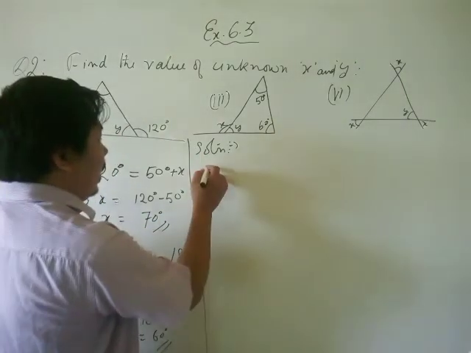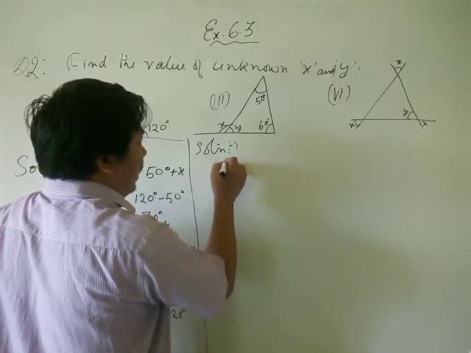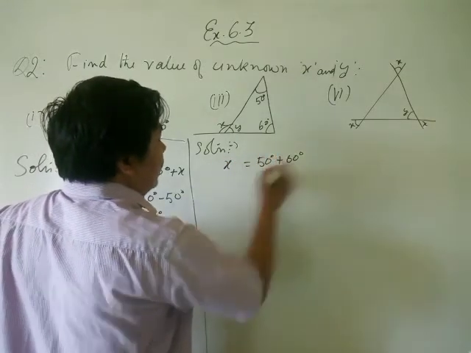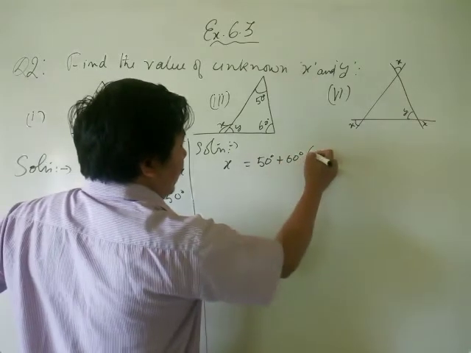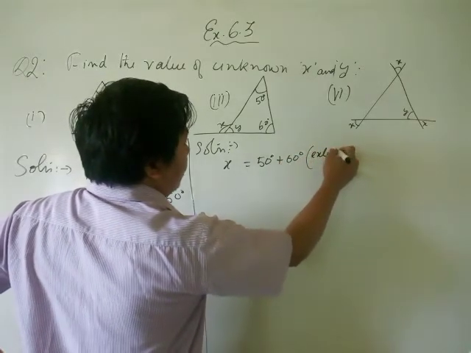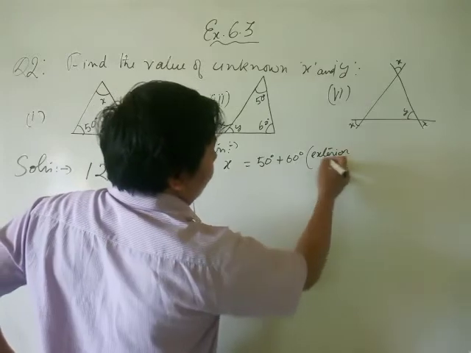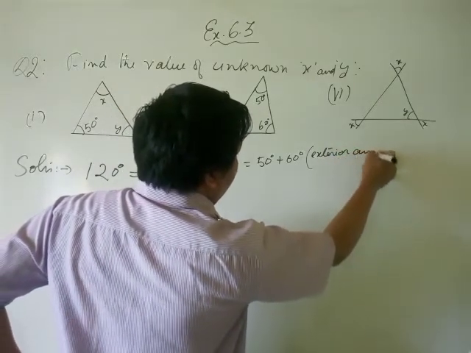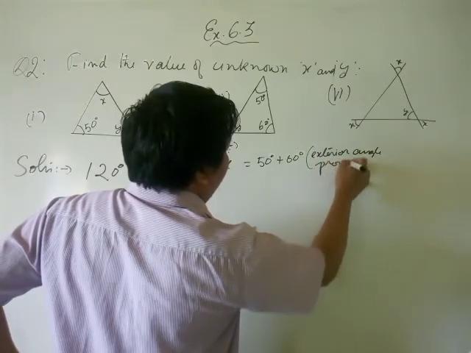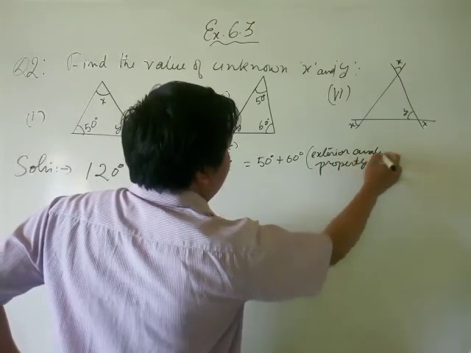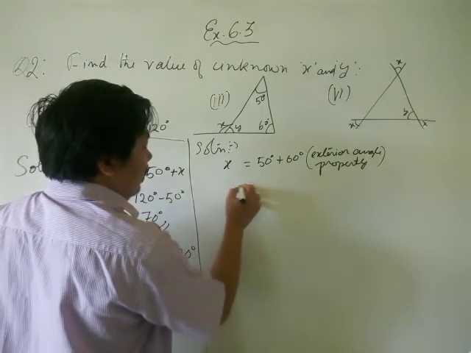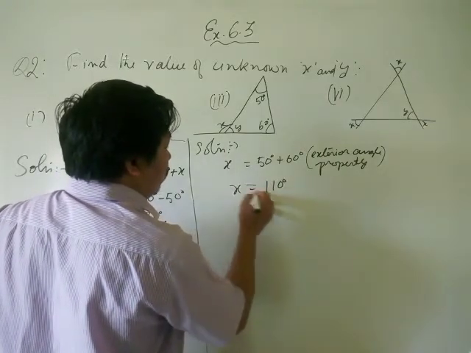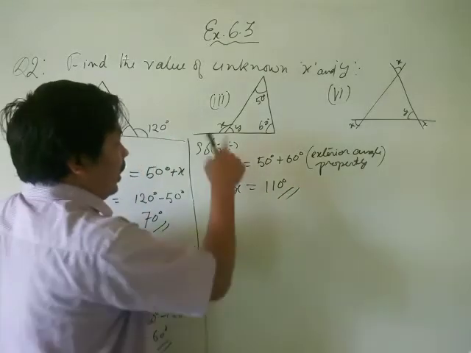X. We have that x is equal to 50 plus 60 degree. By what? By the exterior angle property, isn't it? Exterior angle property. Now, then we have here 110 degree here. So we got x equal to 110. Finish. Then y.